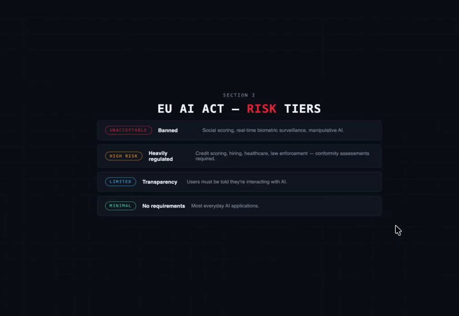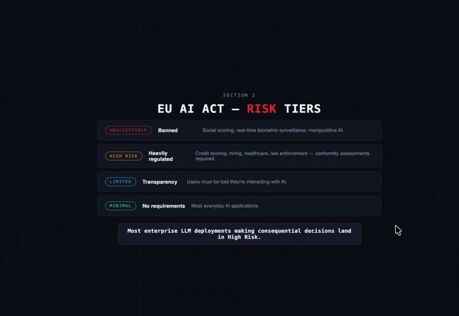The real headache in practice is data residency when prompts carry regulated data across borders, the right to explanation under GDPR Article 22, and vendor risk when you are using third-party LLM APIs you can't fully audit.